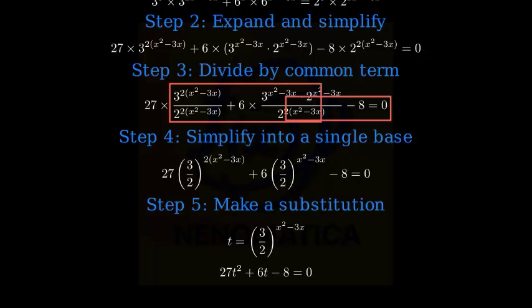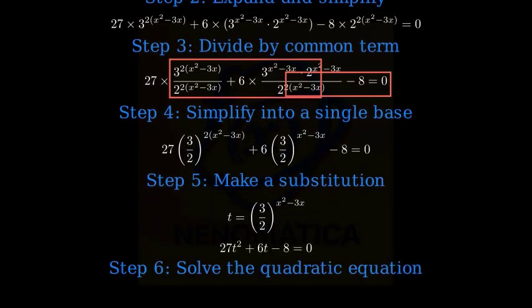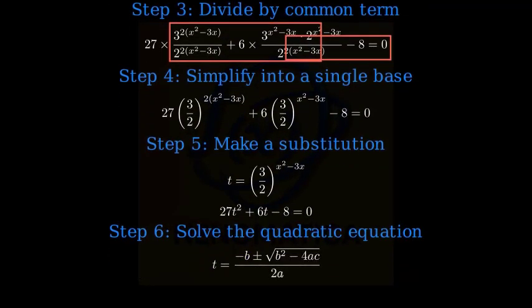So our equation becomes 27t squared plus 6t minus 8 equals 0. This is now a standard quadratic equation that we can solve using familiar methods. Step 6. Let's solve this quadratic equation. We can use the quadratic formula, t equals negative b plus or minus the square root of b squared minus 4ac, all divided by 2a.